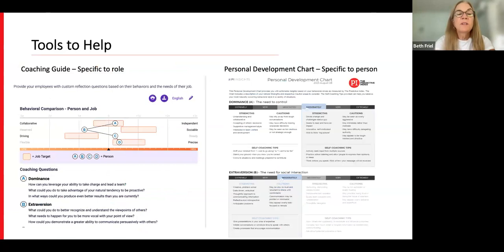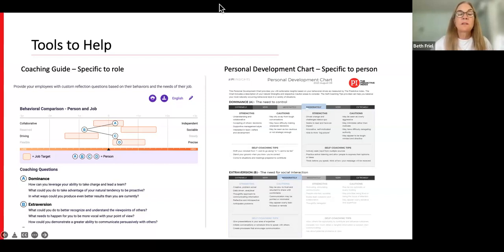So here, when you're coaching to self-concept, when you're coaching to a specific role, you use the coaching guide. That's to a specific role. When you're coaching for a person and they want tips on how to modify their behavior, how to adapt, you use the personal development chart. These are 2 different coaching tools that you can use.